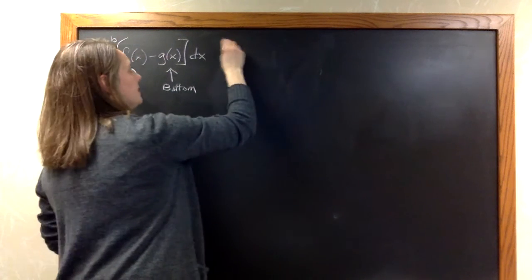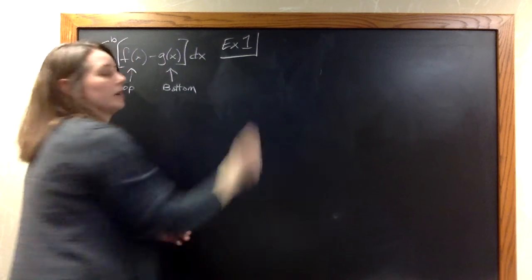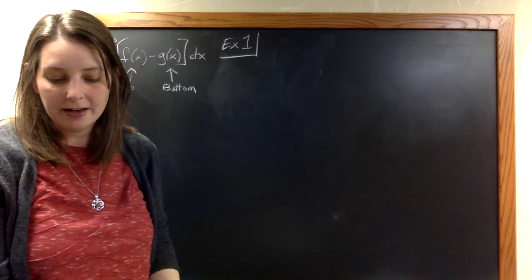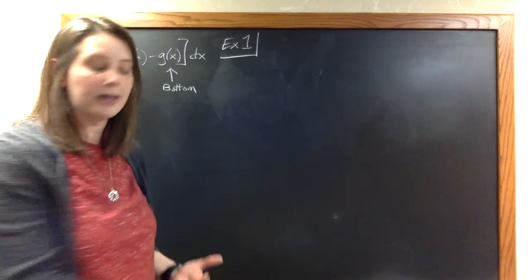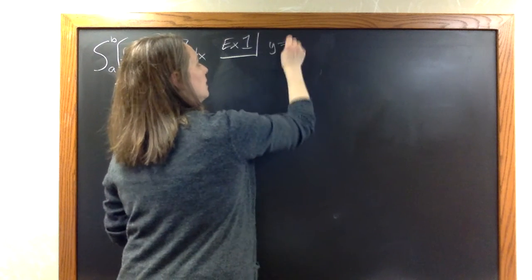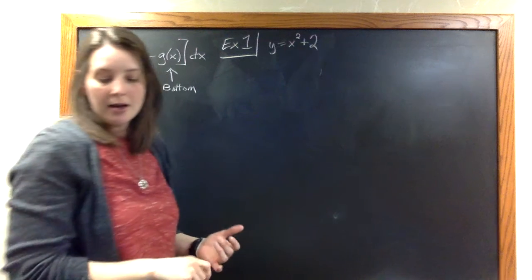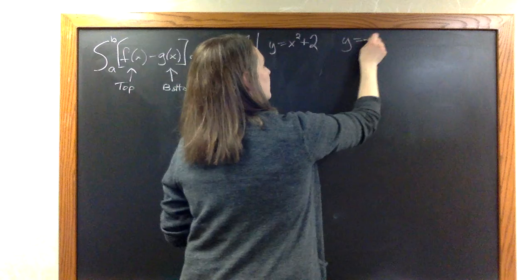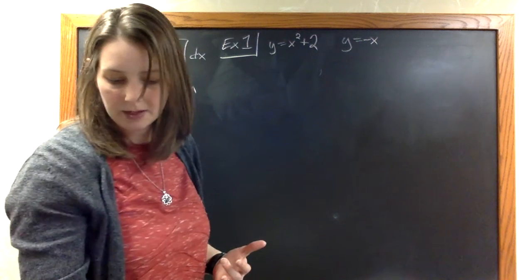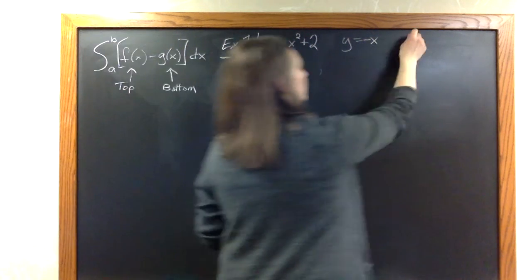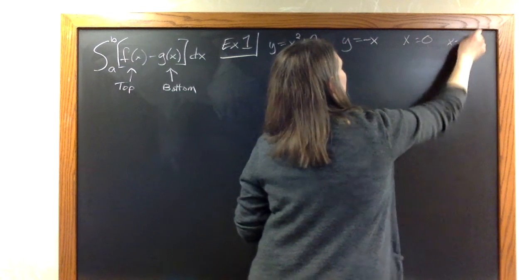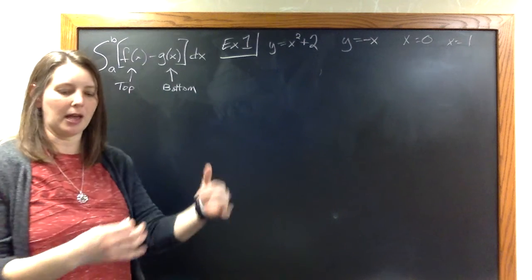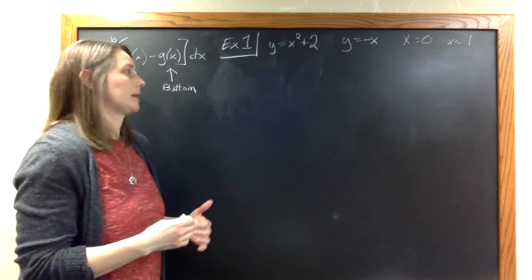Okay, so this is example 1. From your book, and I have the book right here. I'm going to read it. It says, find the area of the region bounded by the graphs of y equals x squared plus 2, y equals negative x, x equals 0, and x equals 1. Okay, so we want to find the region bounded by all that. And if you can't see because of the glare on the chalkboard, again, check your book. That's where this example is.